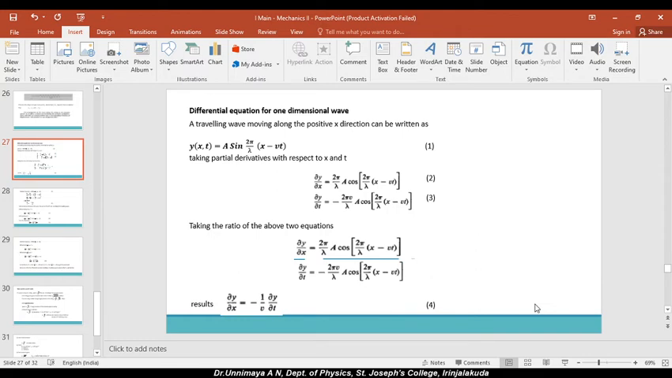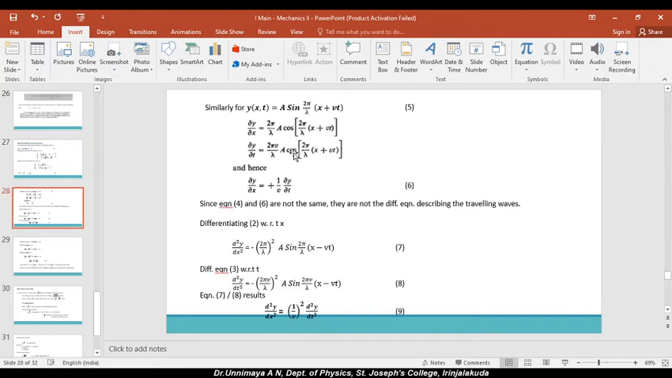So to get the differential equation of a one-dimensional wave, we first consider a traveling wave moving in the positive x direction. This is the expression for that wave. We take the partial derivative with respect to x and t. Differentiate these two partial derivative equations. We get ∂y/∂x is equal to minus 1/v ∂y/∂t.